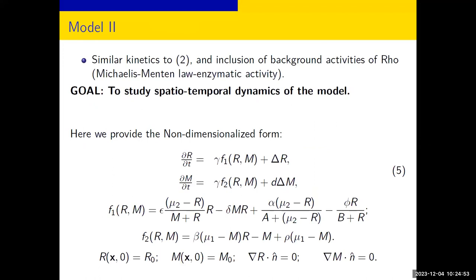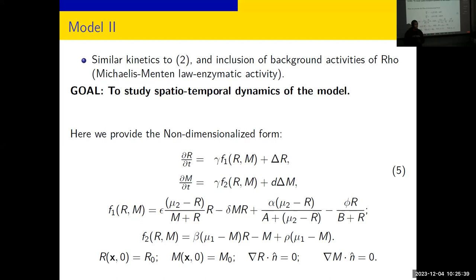We are still going to keep the same assumptions we used in the derivation of system one, but we are going to model the background activities of the species by assuming enzymatic activities, what we call the Michaelis-Menten equations. Michaelis-Menten will introduce some other nonlinearities within the system that can help us get a different structure of the model with the same patterns of interest. Here I only present the dimensionless form of the system, but in the main work I have all the derivations. We also still assume the Neumann boundary conditions, because we are assuming there is no outflow of materials within the domain.